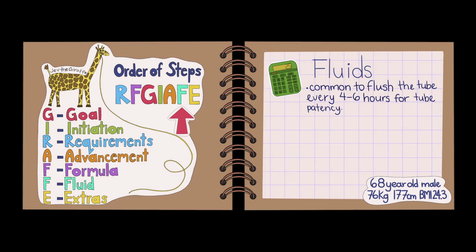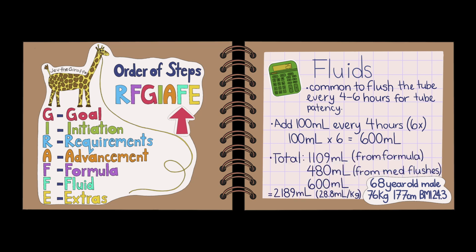It is common practice to flush the tube every 4 to 6 hours while on continuous feeds to keep the tube patent. If we add a 100 ml water flush every 4 hours, so 6 times per day, then we will add another 600 mils of water for our patient. Our total fluids will be 1109 mils from formula, 480 mils from med flushes, and 600 mils from the Q4 or every 4 hour water flushes, for a total of 2189 mils, which is 28.8 mils per kilo and is appropriate for our patient.